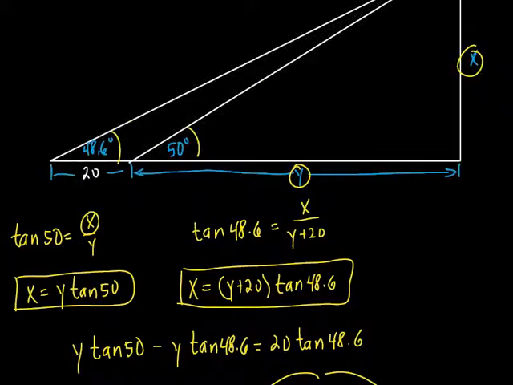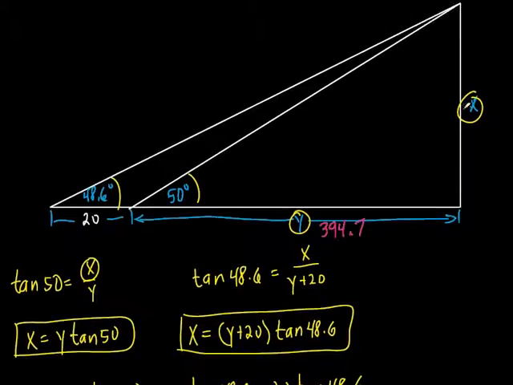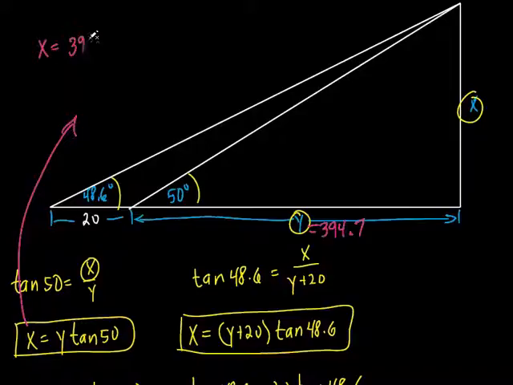Let's put it back up here. Getting tired of yellow. Let's go to this color. So this is 394.7. That's what y is. But what are we trying to find? We're trying to find x, aren't we? We already know what x is equal to, right? So let's take our 394.7, which is y, and put it in for this. So what's x equal to then? It's 394.7 times the tangent of 50. Put that into a calculator, and you get about 470 feet.